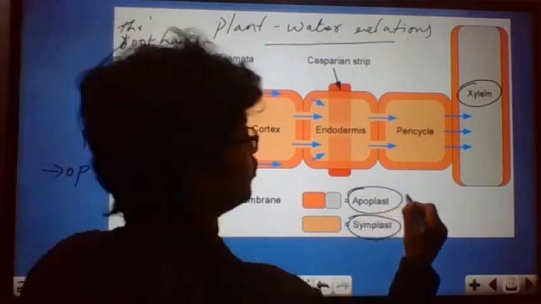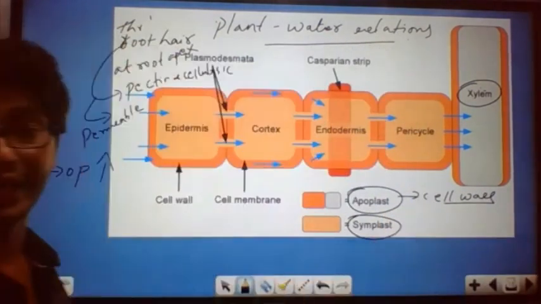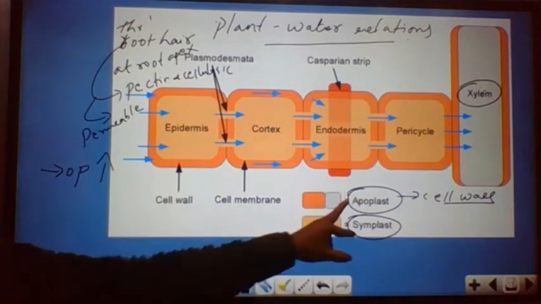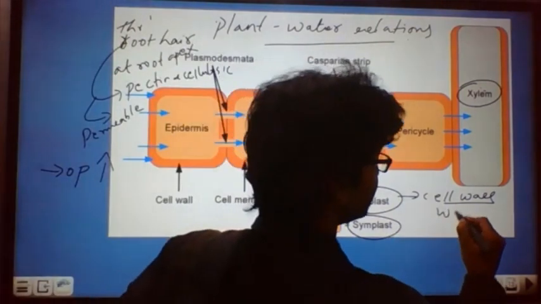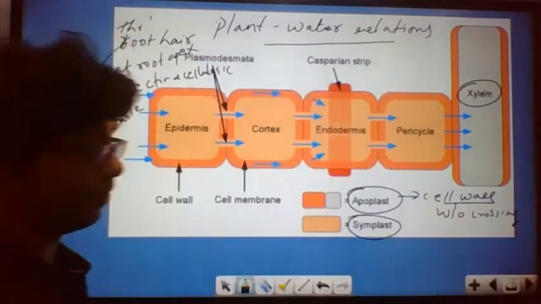Apoplast is going through what? Going through the cell wall without crossing any of the membrane. Without crossing any of the membrane, no crossing takes place. That is very important in this case, without crossing any other membrane. So it moves through the cell wall.